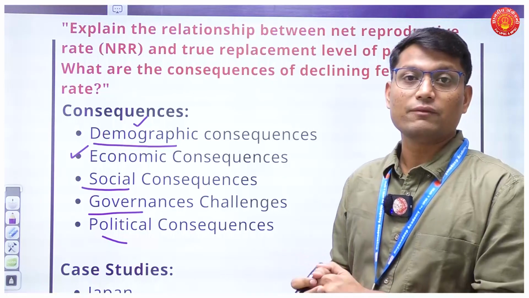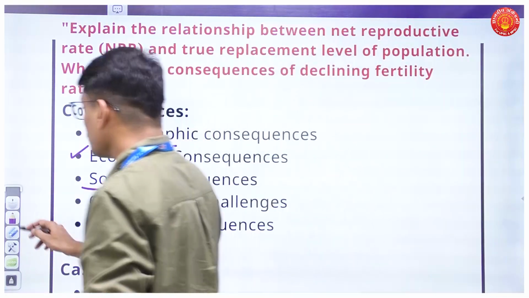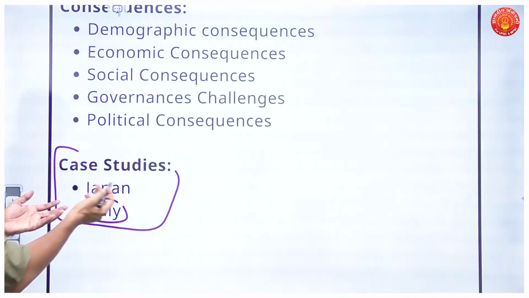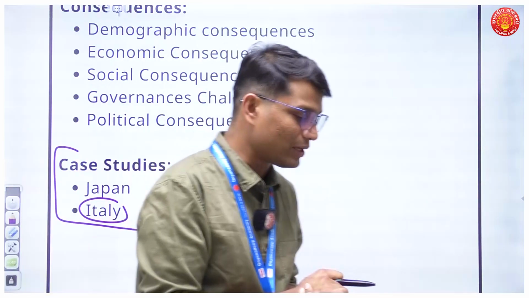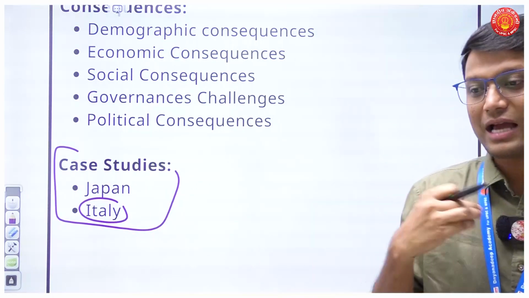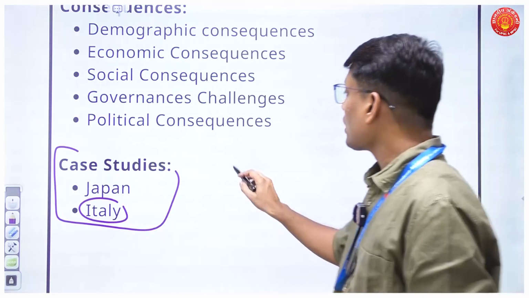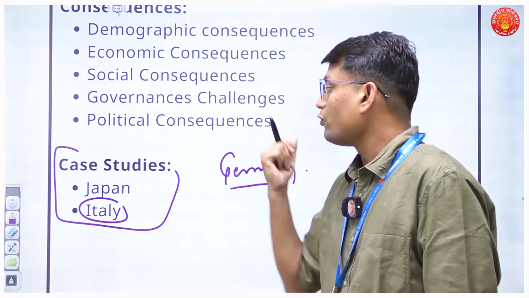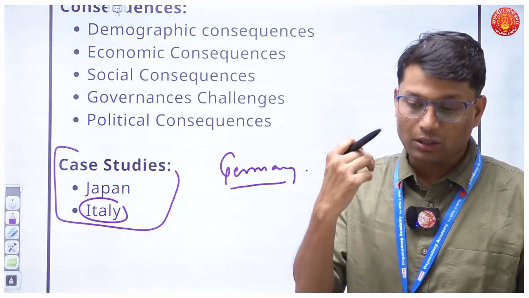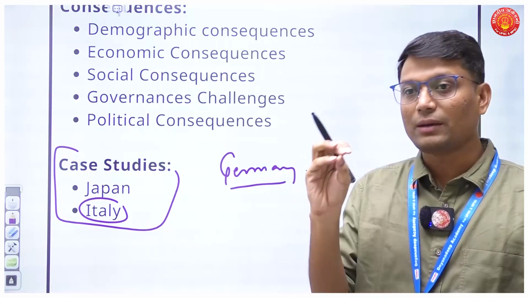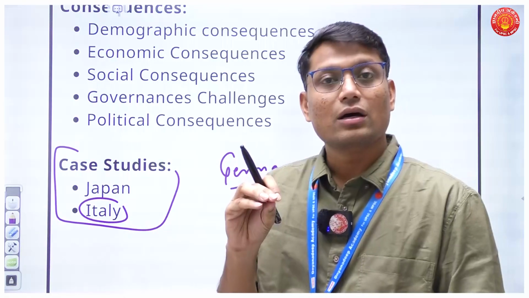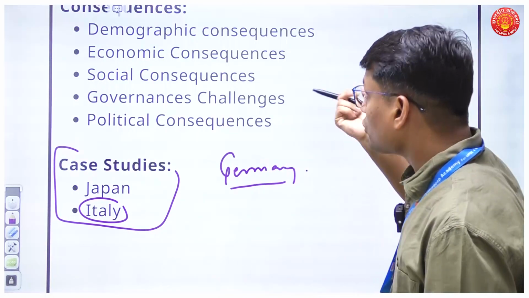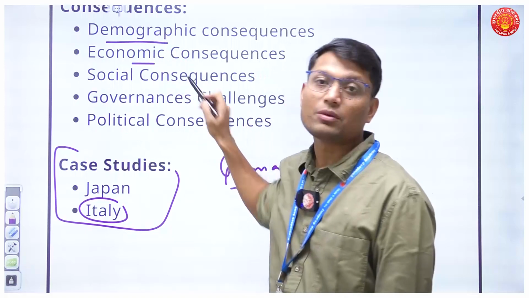Now, most importantly, when you provide these consequences, you are supposed to give some case studies. I have these repetitive case studies. The best case study I find is that of Japan. You can also go for, let us say, Germany, or some other European country, typically a West European country. All of them have a net reproductive rate resulting in declining population, and as a result of declining population they have some of these consequences.